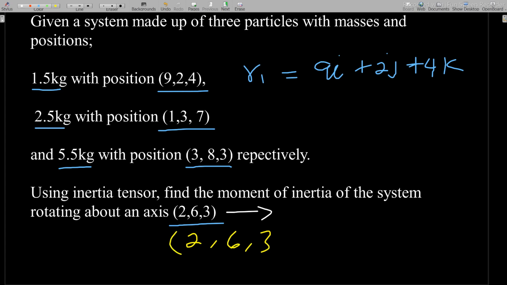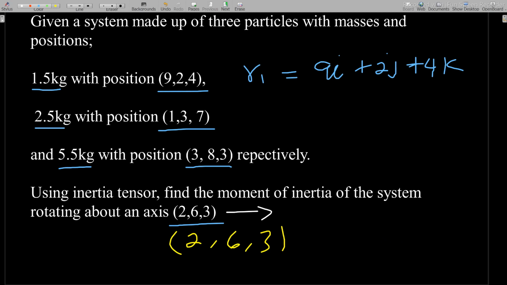Okay, so this is the axis, but the question is, when I dot this by itself, will I get 1? No, because this dotted with itself is 4 plus 36 plus 9, and this is 49. It doesn't give me 1, so it means I have to change this to an axis that I can get 1 when I dot it by itself.